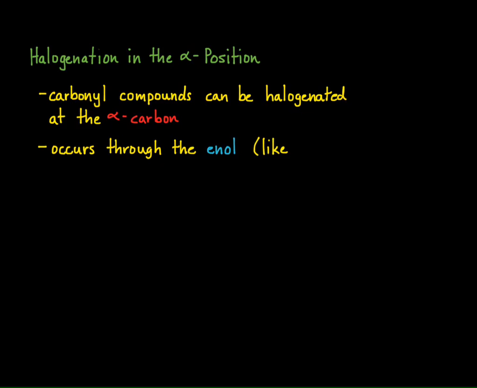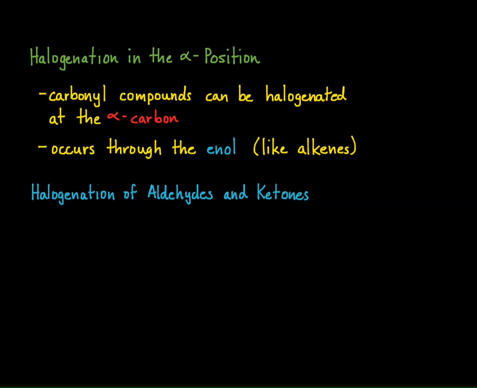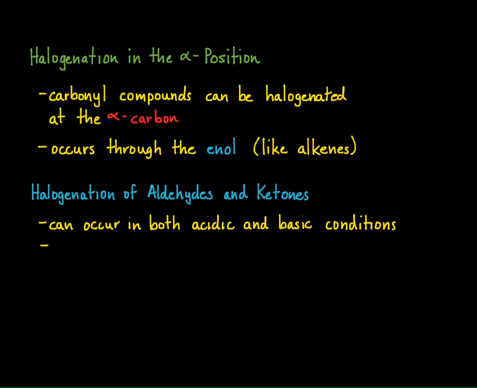So the first thing that we're going to take a look at is the halogenation of aldehydes and of ketones. And we're going to see that first of all, halogenation can occur in both acidic and basic conditions. So we'll look at the mechanism of both of those. And then we're going to actually see the difference between the two, and we'll discover that the outcome of the conditions, be it acidic or basic, is quite different.